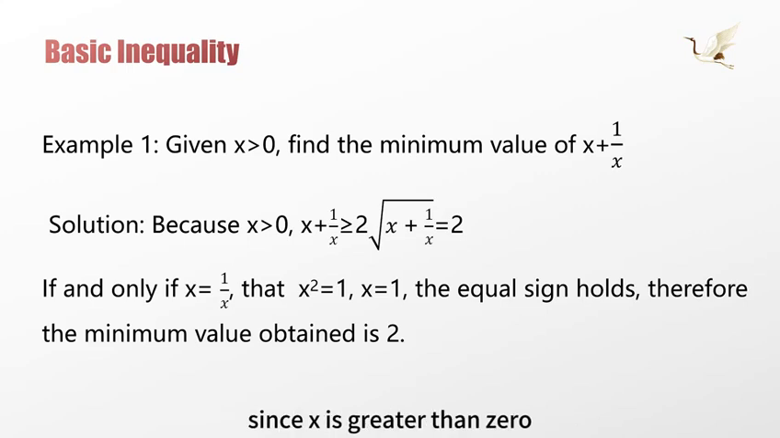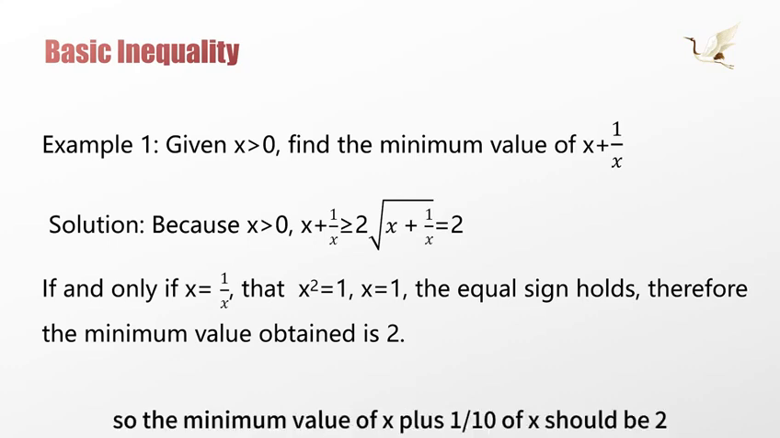Since x is greater than 0, according to the fundamental inequality, x plus 1/x is greater than or equal to twice the square root of x multiplied by 1/x, which is equal to 2. If and only if x is equal to 1/x, that is, x squared is equal to 1, that is, x is equal to 1, the equal sign holds. So, the minimum value of x plus 1/x is 2.